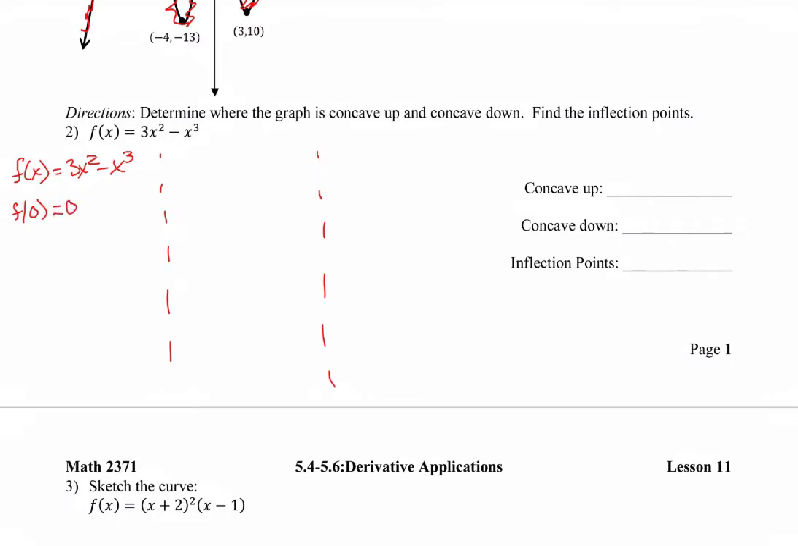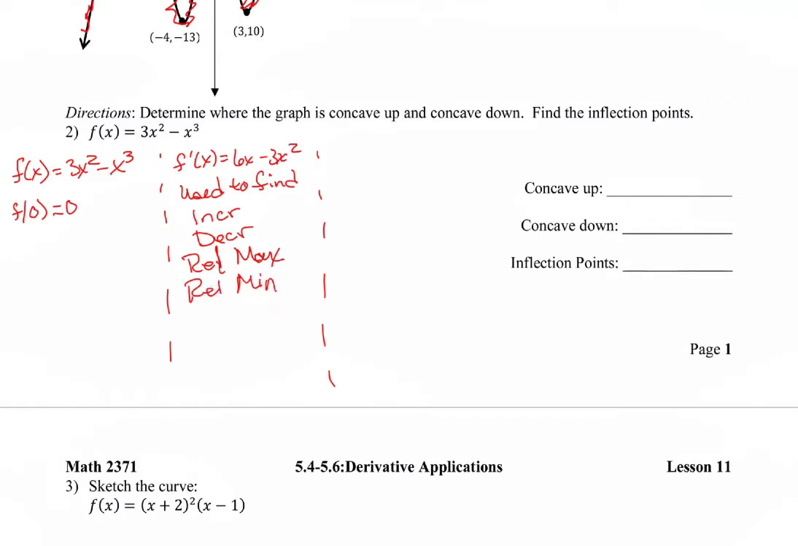The second column is the derivative. So this is 6x minus 3x squared. And the third column is used to find increasing, decreasing, relative max, and relative min. We are not doing this in this example. We're only looking at concavity.